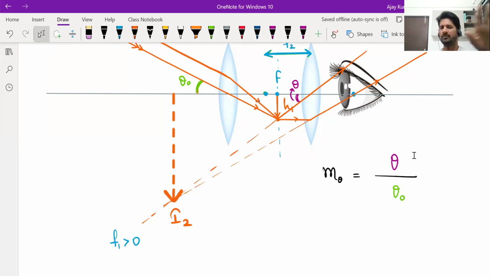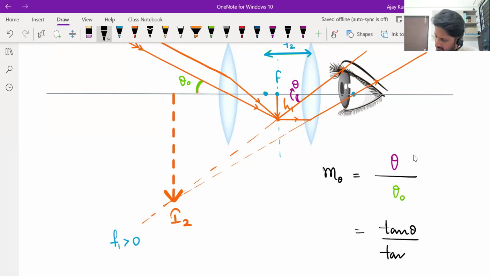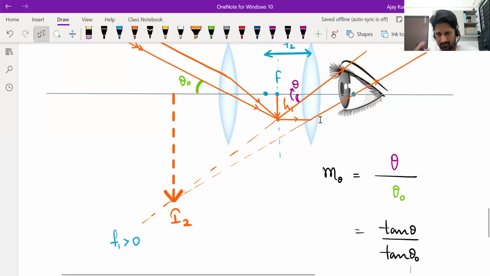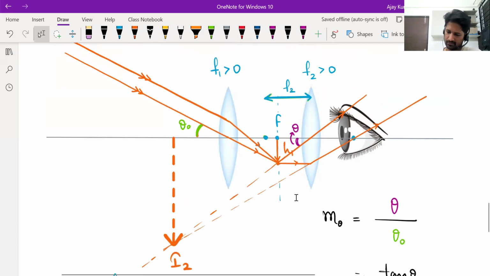They'll be small angles only. But theta will be bigger than theta naught. Angular magnification will be produced, but the angles will be small, still small. So for small angles, tan theta is approximately equal to theta. We are going to use that. So theta by theta naught is the same as tan theta divided by tan theta naught. Now let's use these triangles to get tan theta value and tan theta naught value.